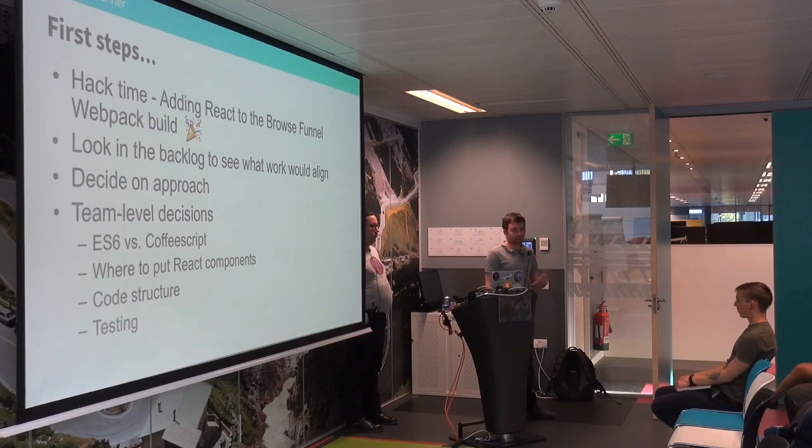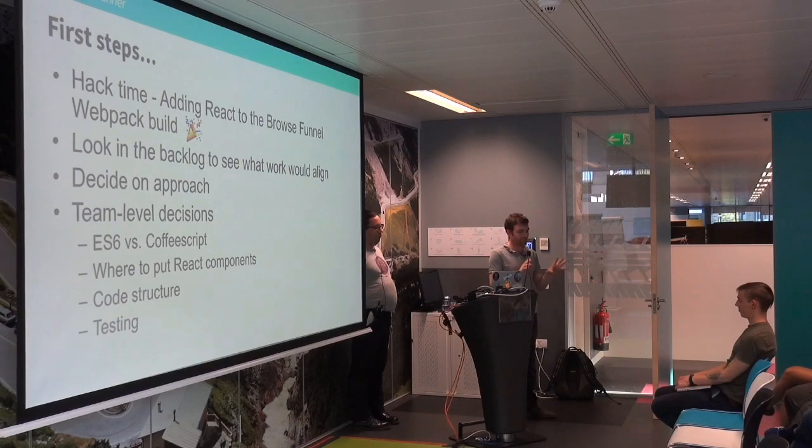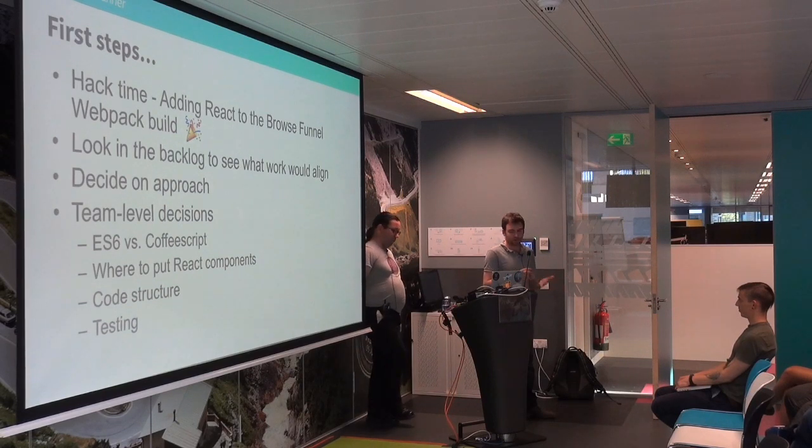We also had a bunch of team level decisions. The front end code was already written in CoffeeScript, because CoffeeScript was cool a few years ago. React is cool now. So we had to decide whether we were going to continue writing our stuff in CoffeeScript, or whether we were going to use ES6 and JSX. We decided on JSX because it's nicer, it's a bit ugly in CoffeeScript, and it's the supported way within the company.